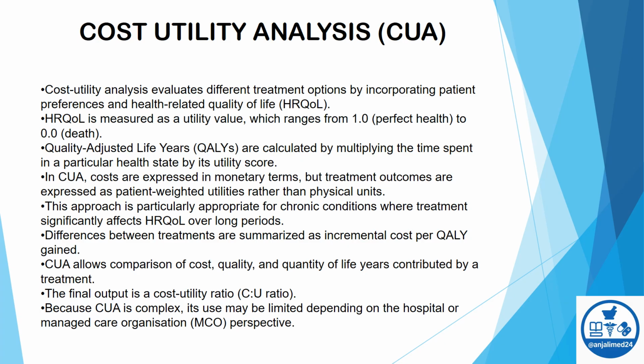CUA is especially useful for evaluating long-term therapies or chronic illnesses where quality of life matters just as much as survival. The difference between treatments is reported as the cost per QALY gained. While this method gives a deeper understanding of patient-centered outcomes, it is also more complex. Measuring utilities, comparing QALYs across different populations, and capturing patient preferences accurately can be challenging. These difficulties make CUA used less frequently than other economic evaluation methods.